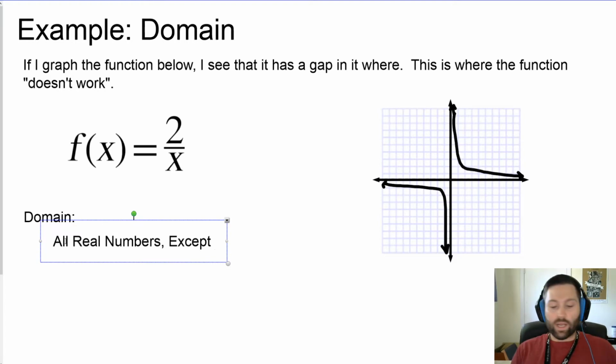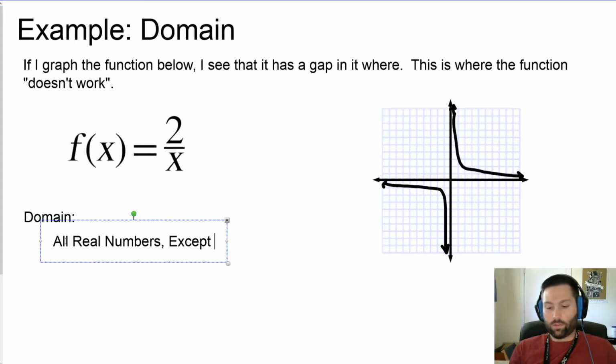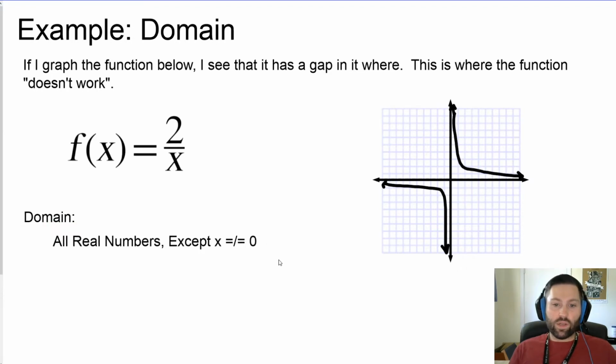So I would go and look at my table. I'd use my table feature and scroll through some of it until I see that error. So I see that there's an error at 0, except x cannot equal 0. So essentially what I am saying is every number is okay except x cannot be 0.